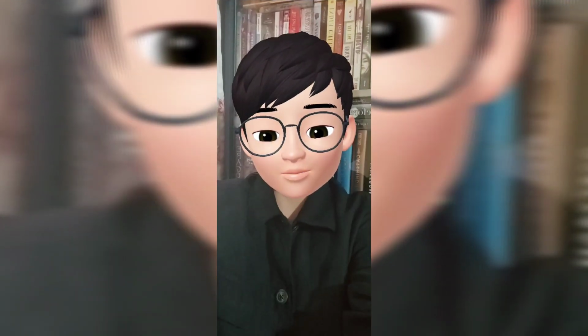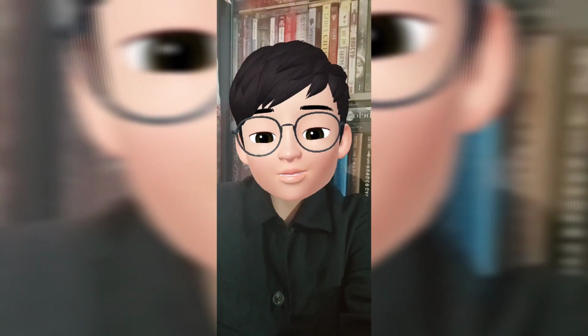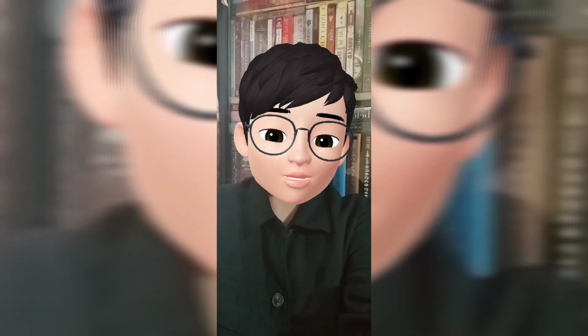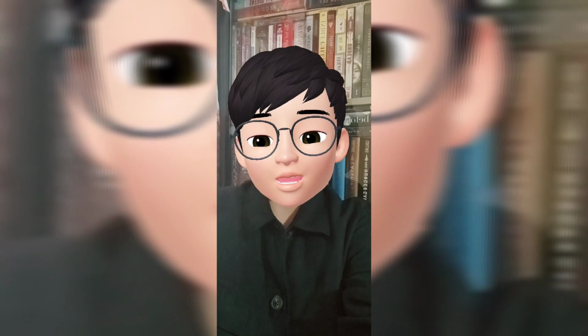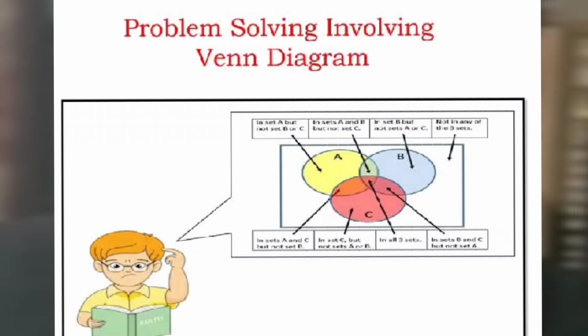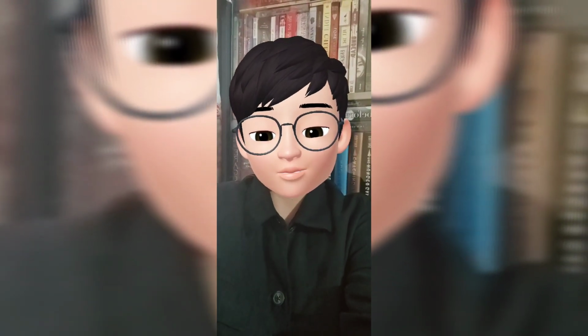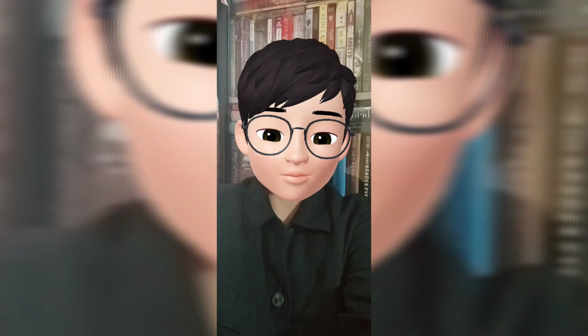Hello students! Ang pag-aaralan natin ngayon ay isa sa pinakamahirap na topic sa first quarter ng grade 7 mathematics. Ito ay ang problem solving involving Venn diagram. So bago tayo mag-proceed sa lesson, dapat may knowledge na kayo about set operations at kung paano ito ini-illustrate using Venn diagram. Dapat alam nyo rin yung mga keywords na ginagamit sa bawat set operation.